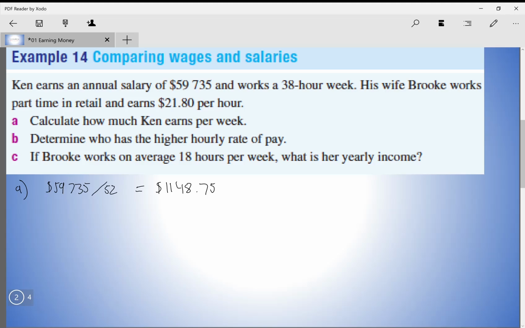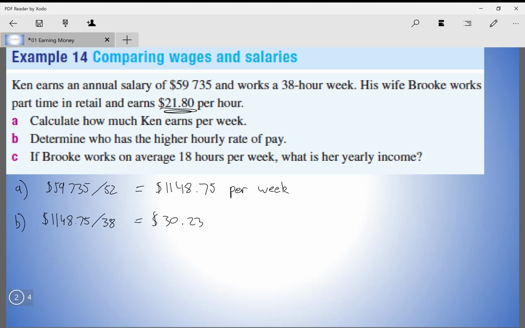Now, to determine who has the higher hourly rate of pay, we already know Brooke's hourly rate of pay, it's given to us in the question, but we need to work out Ken's. So we now know what he gets paid per week, and we know that he works 38 hours in a week. So to find out his hourly rate, we can just take his weekly pay and divide it by the number of hours he works in a week. And that comes to $32, and we'll round off to 2 decimal places, 23 cents.